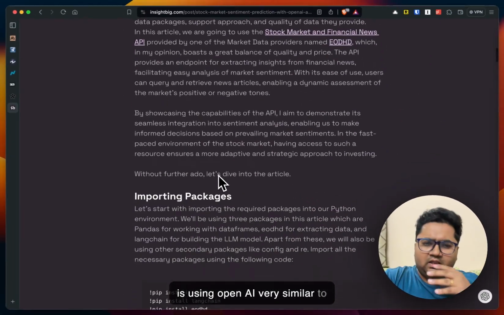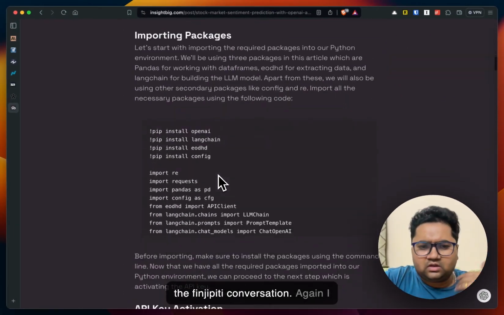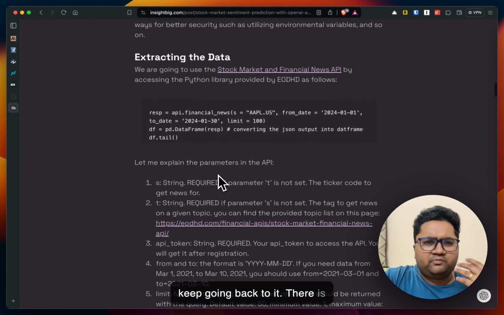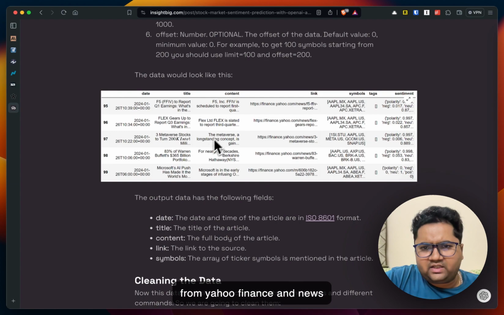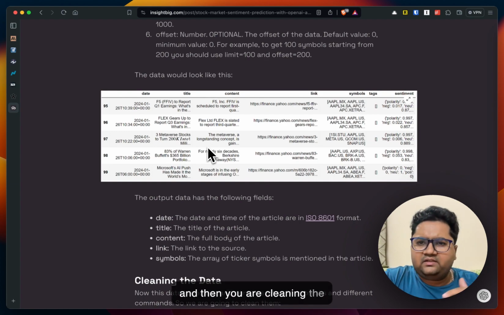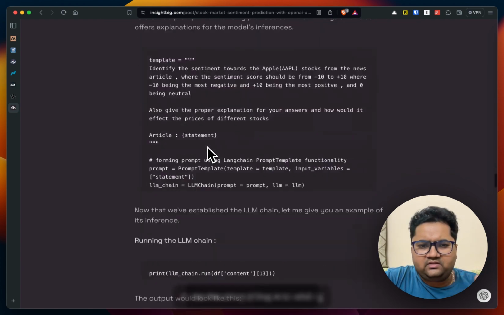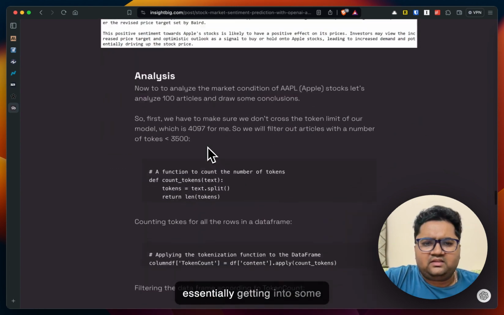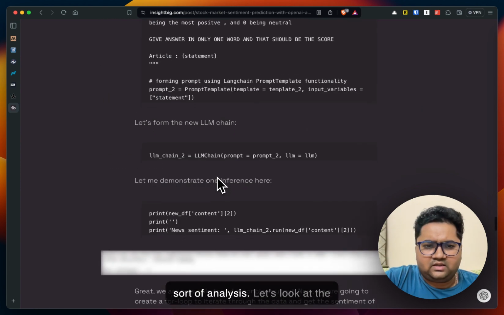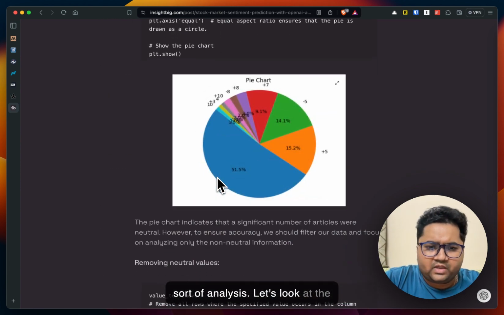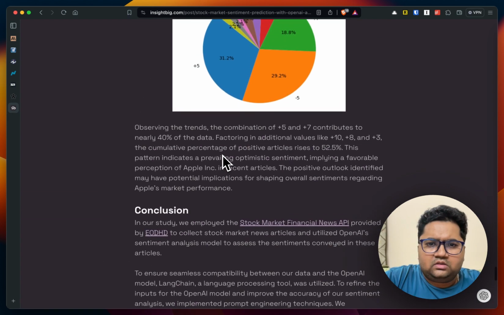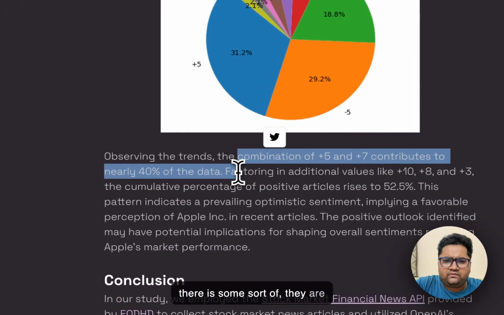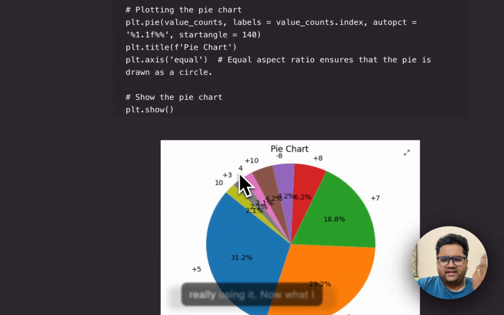This one is using OpenAI, very similar to the FinGPT conversation. Again, I keep going back to it. There's probably some data being fed from Yahoo Finance and news, and then you are cleaning the data, feeding it back, or doing some prompting, etc., and essentially getting into some sort of analysis. Let's look at the final outcome. Okay, so they're just assessing the data and not really using it.